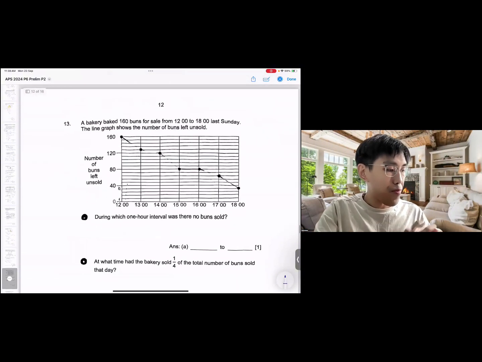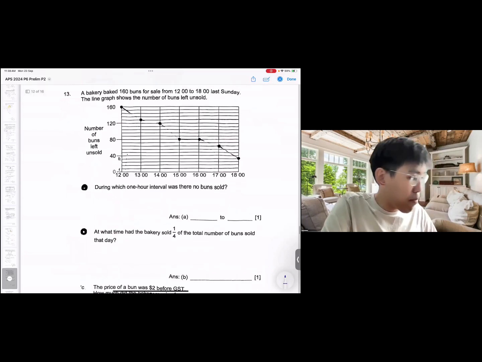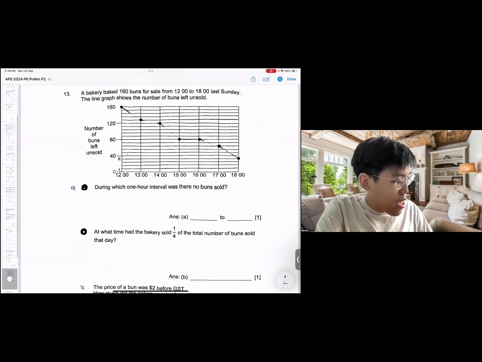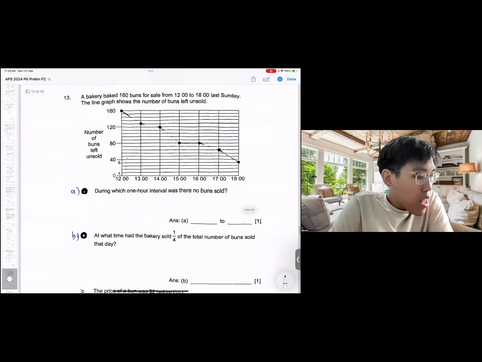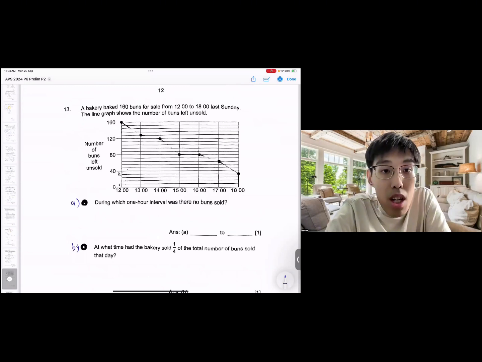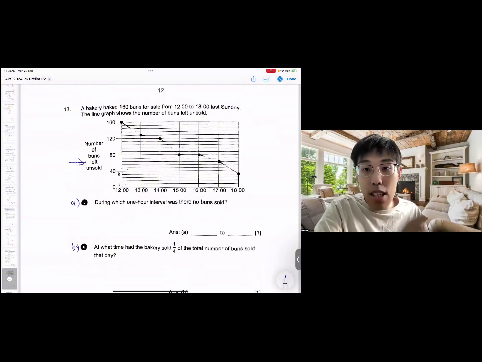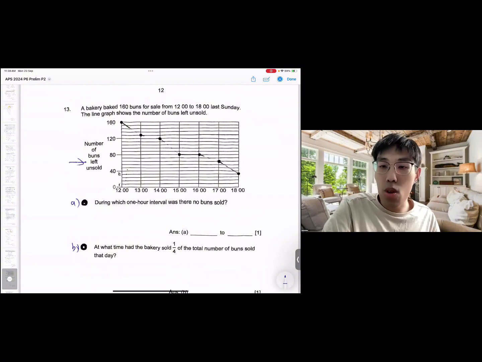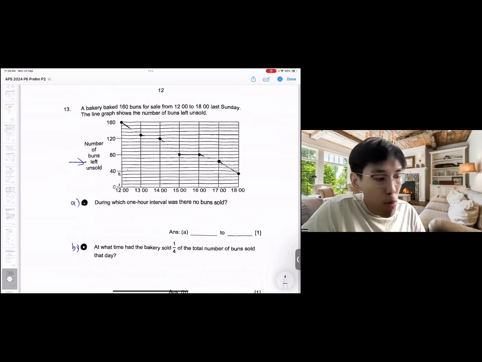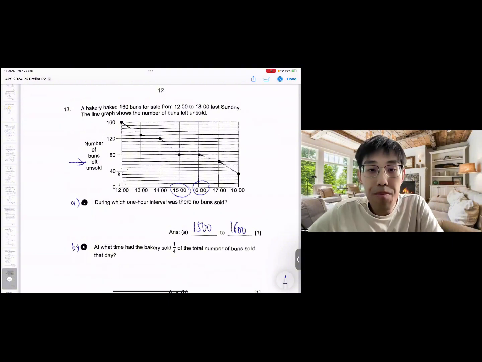Okay, let's move on. Question 13. I don't know why the numbers became black colored dots, but this is A, this is B, and this is C. Doesn't matter. The lines are a bit blurred, but the dots are still there. So let's just continue. During which hour interval was there no buns sold? No buns sold means they are left unsold, and we need to observe the diagram. Left unsold, never touch, no move. No move is here. So 1500 to 1600 hour.